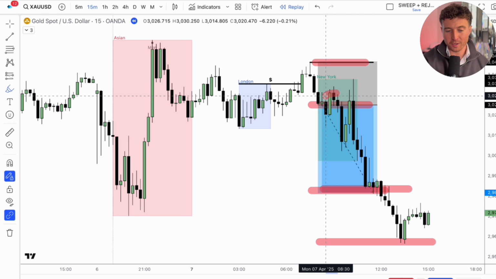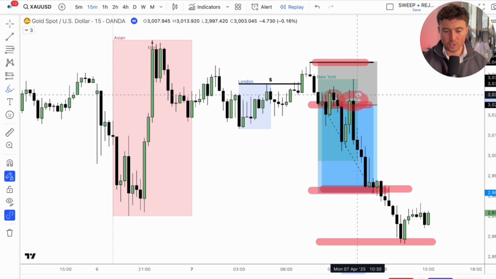You can see a couple times price came back to break even, and this is why it's very important not to micromanage your trade too early. It's important to allow it to play out. It's important to be extremely patient within the market.